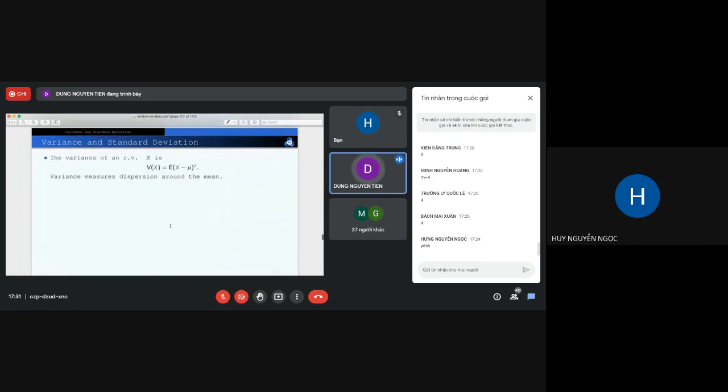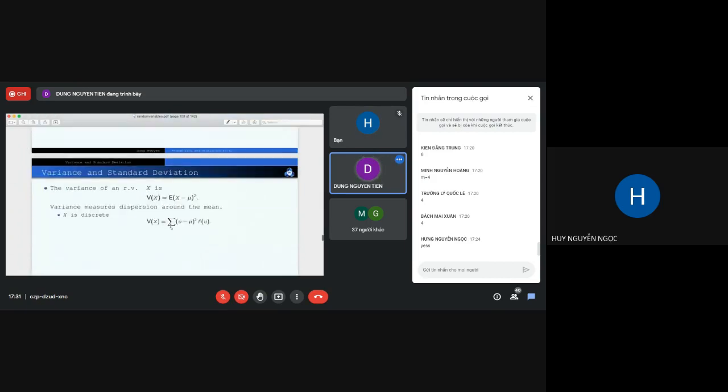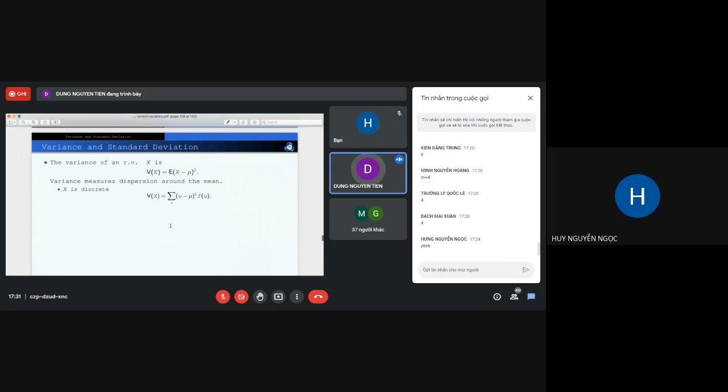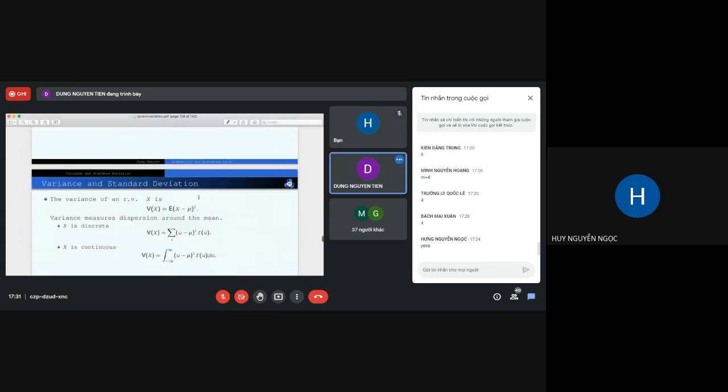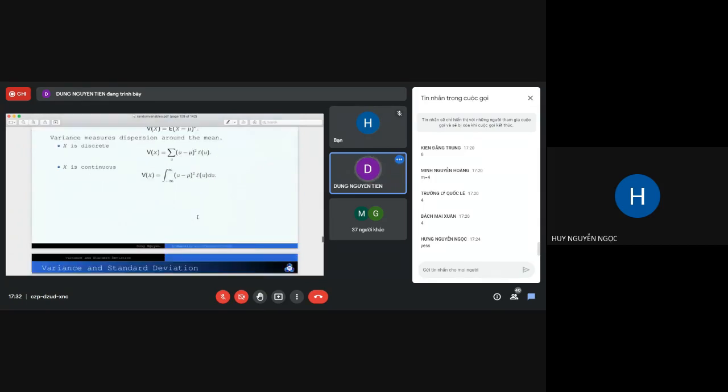So here is the formal definition for the variance. The variance is the mean value of (X minus mu) squared, where mu is the mean value of X. If X is a discrete random variable, then the variance is the sum of (u minus mu) squared times f of u. If X is a continuous random variable, then it is simply the integral from minus infinity to infinity of (u minus mu) squared f of u. Okay?